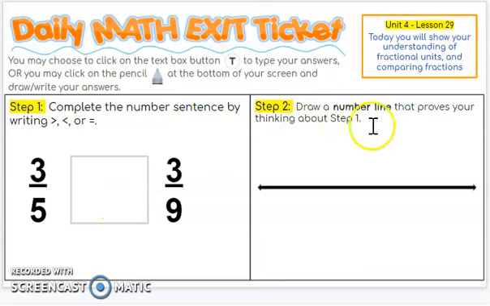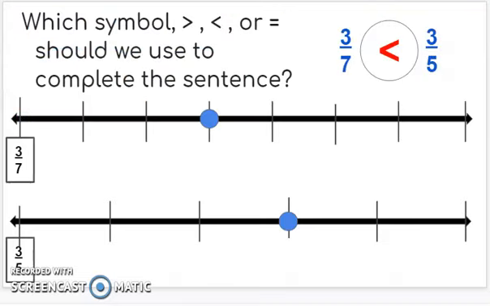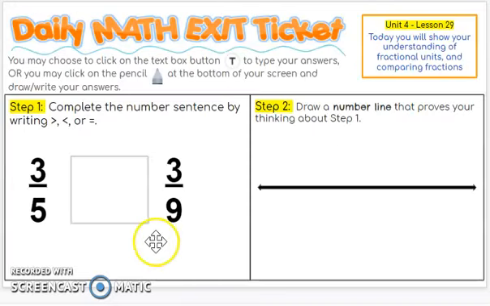Step 2, draw a number line that proves you're thinking about step 1. So if you need to have 2 number lines, one for 3 fifths and one for 3 ninths, that is wonderful and a-okay. But prove to me, just like we did here, how you can compare those with number lines.